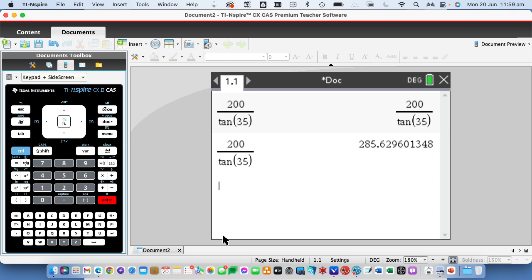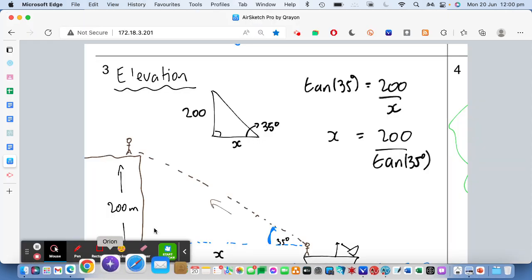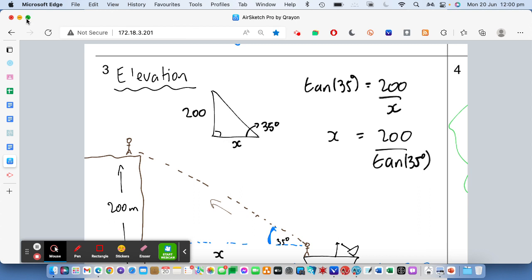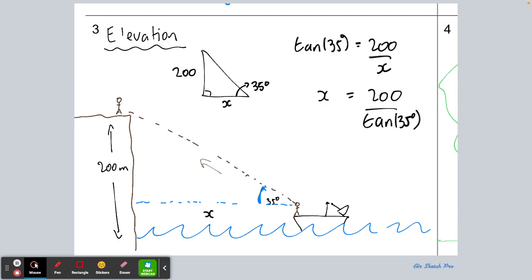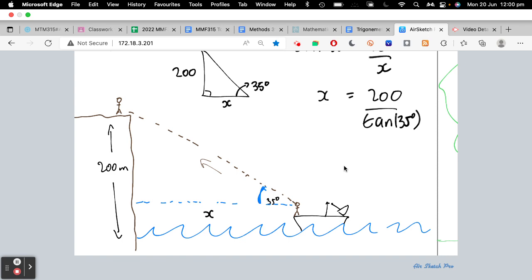Okay, so now I'll switch back to my sketch, and I can write that in, 285.63. And don't forget units, you will lose marks for not including units in there as well. So 285.63 meters. Okay.